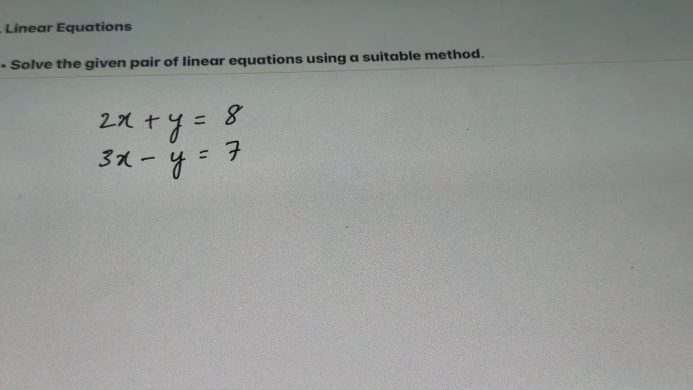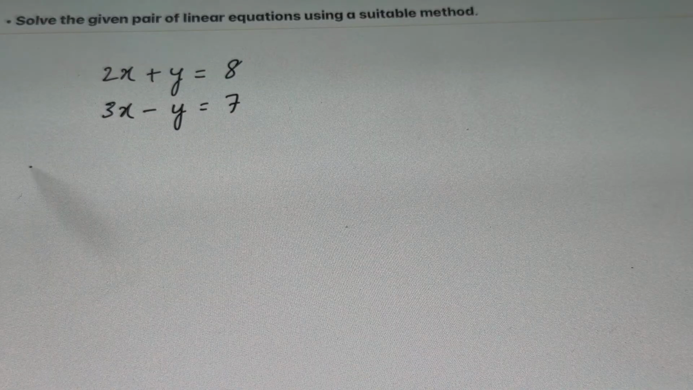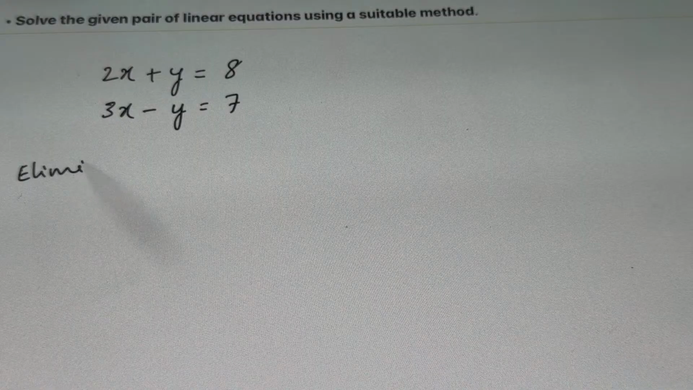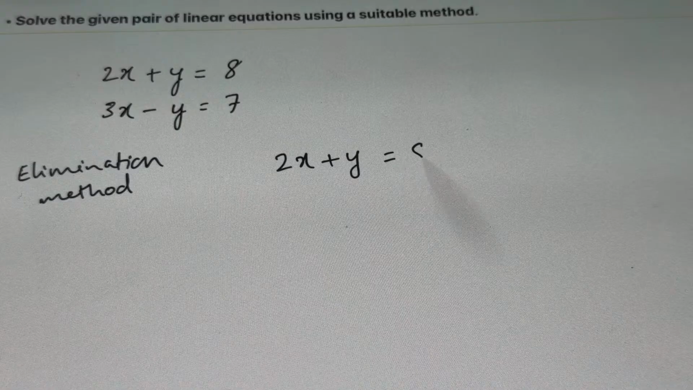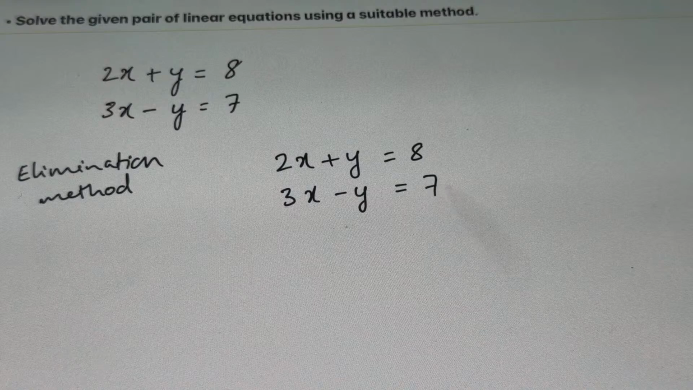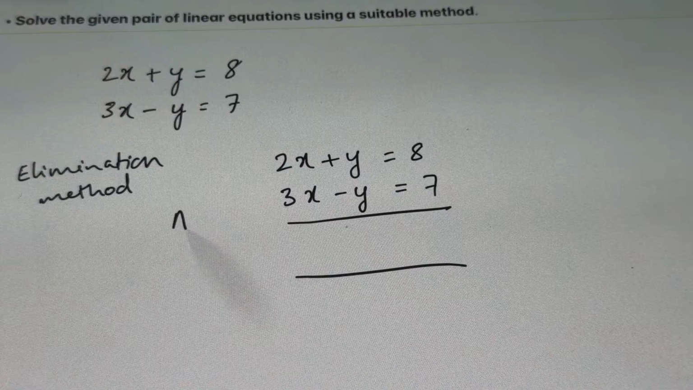So we will be using the elimination method. For the elimination method, you have to add or subtract the given equations to get the required result. So writing both equations, we'll observe and choose whether you have to add or subtract. Now we can see we can add, as plus y and minus y are there.